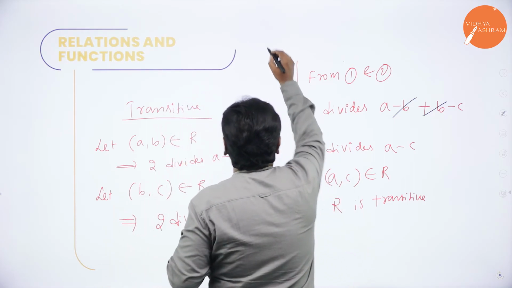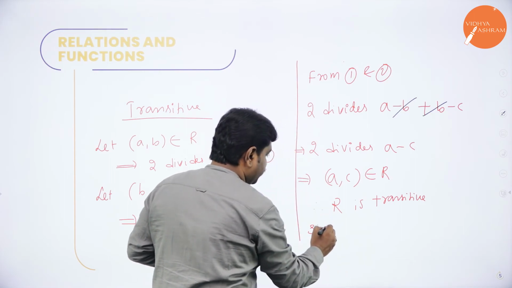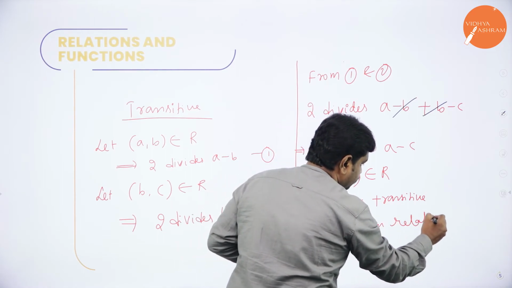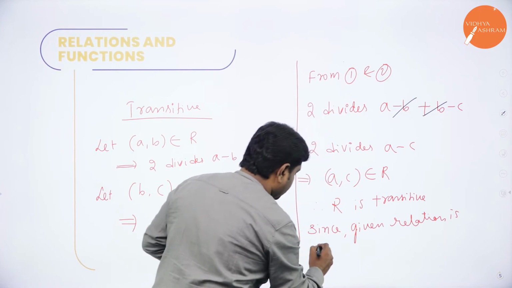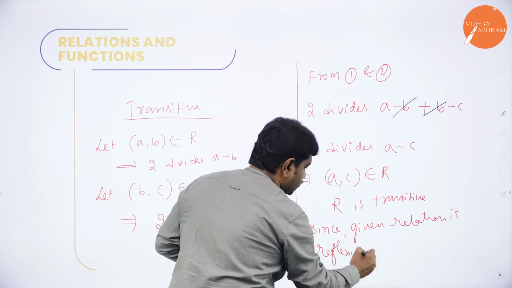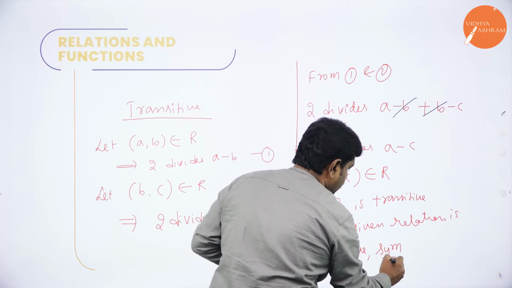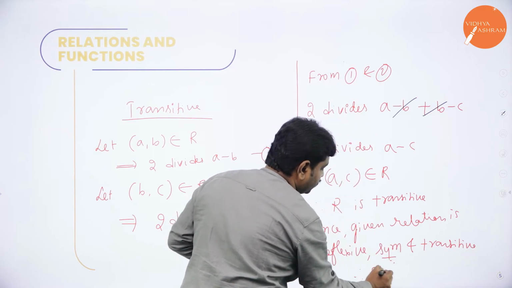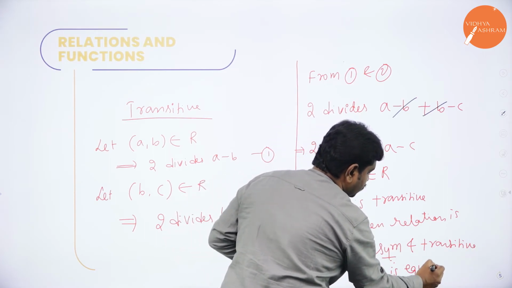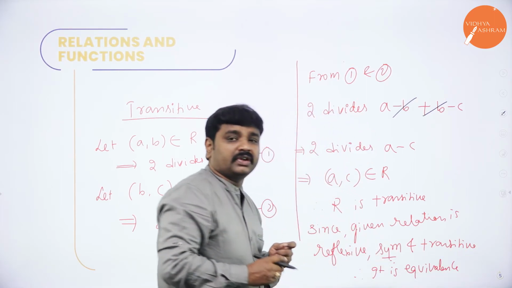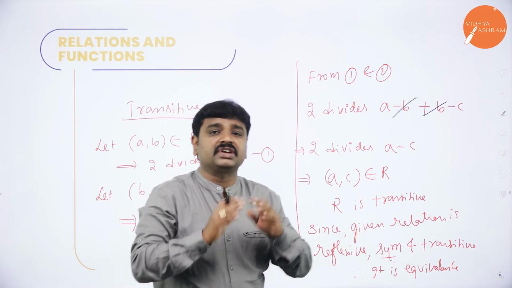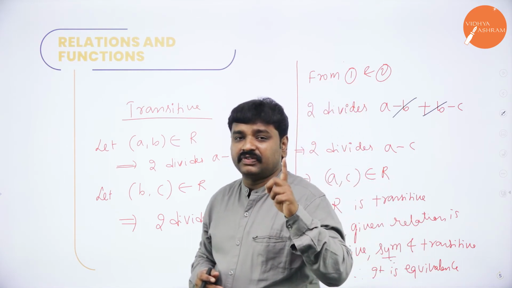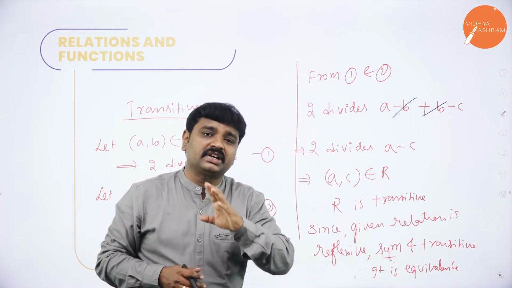So, we can conclude here, since the given relation is reflexive, symmetric and transitive, therefore, what is the conclusion? Therefore, it is equivalence. I hope all of you understood type 2. In type 2, what we have done? We generalized. We did not take any example. We took ordered pairs and we proved. So, the given relation is reflexive, symmetric and transitive. If any relation is reflexive, symmetric and transitive, then it is equivalence.